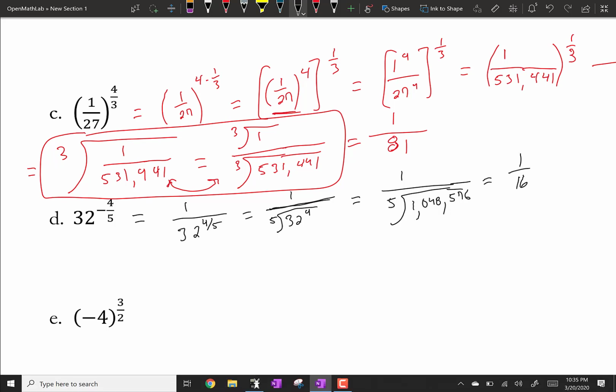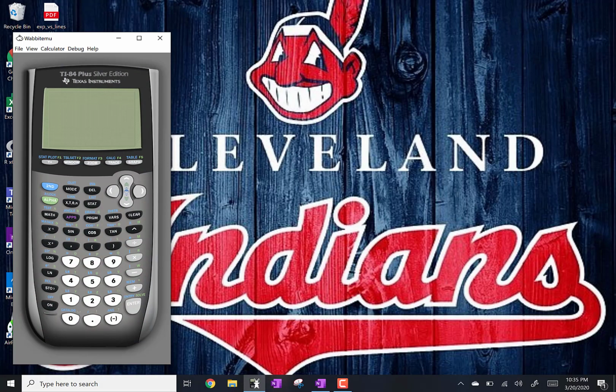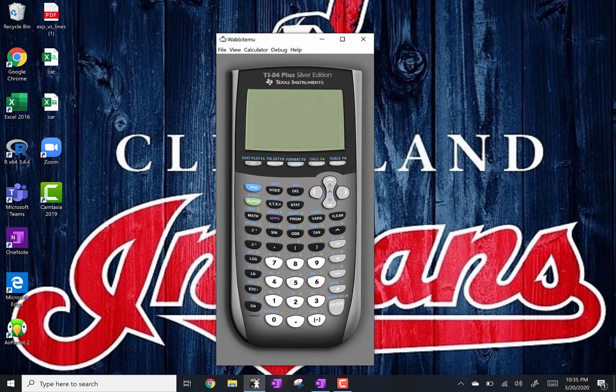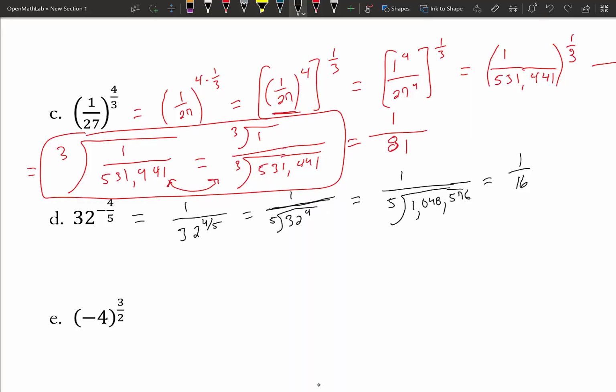So again, if you want just real quick practice with this, if I want to put this in my calculator, I would hit 5 because I want the 5th root, and then hit math, and then option 5, the one with the x, and then I would just type in my value, 1,048,576, hit enter, and we get 16. So that's how you can easily do that in your calculator.